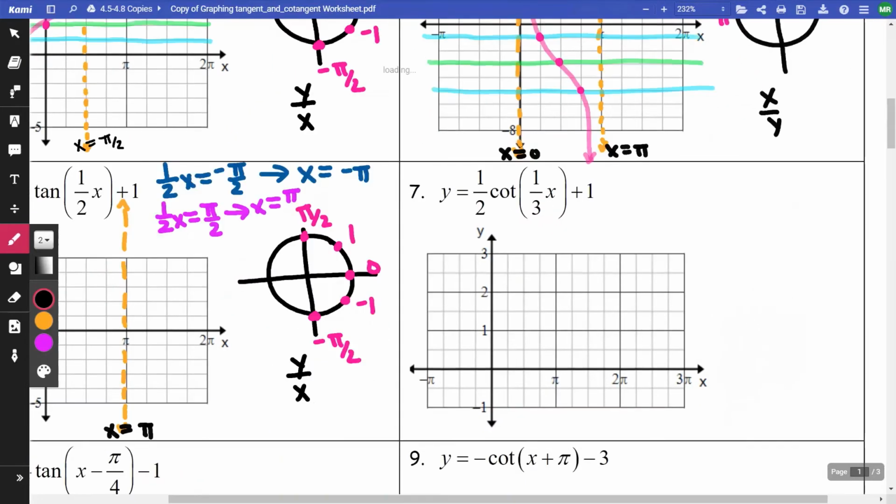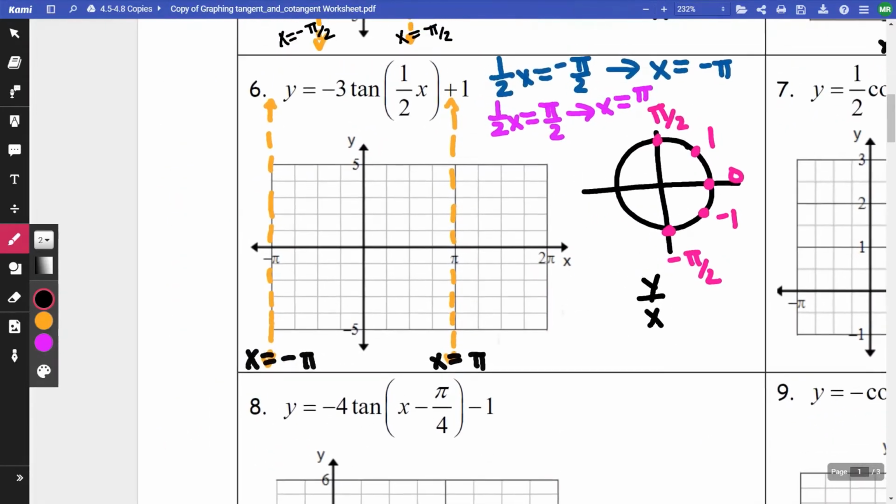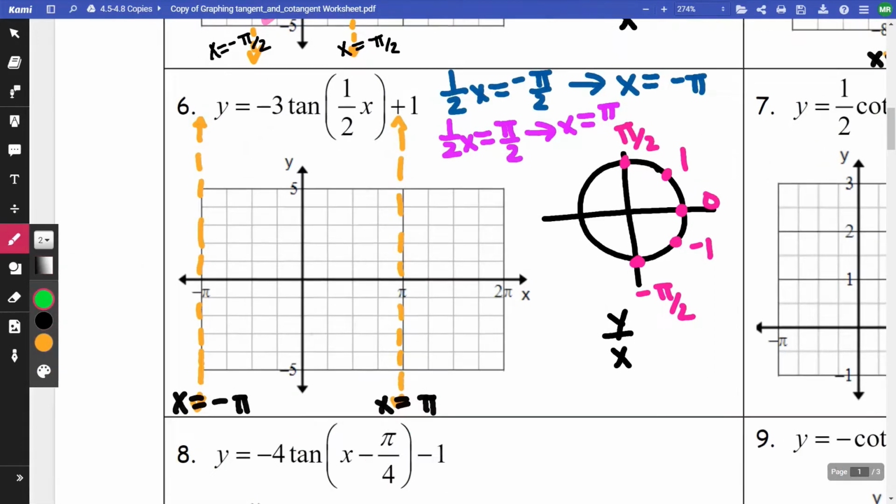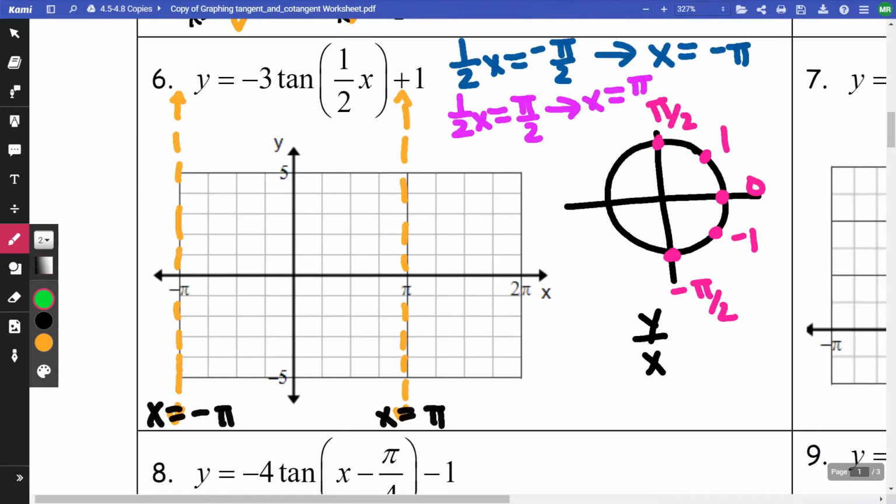Okay. So for this one here, I'm going to be looking at my vertical shift. My vertical shift is at 1. So I'm just going to draw that in. There's my vertical shift at 1. My amplitude is 3. So I'm going to go up 1, 2, 3 above that, and 1, 2, 3 below that.